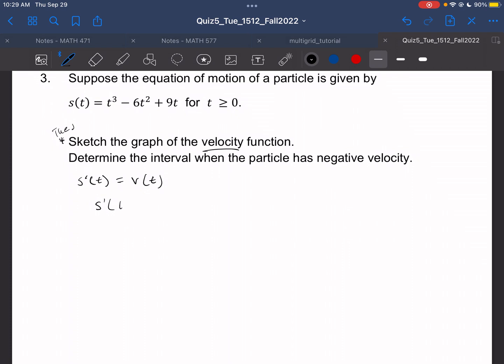So s prime of t is, we just have to do power rule for everything. So 3t squared minus 12t plus 9. If we're graphing it, we want to find the zeros. So set it equal to 0, and then we can factor this. We can pull out a 3 because we'll have t minus 1 and then t minus 3. So then we know we're at 0 at t equals 1 and t equals 3.